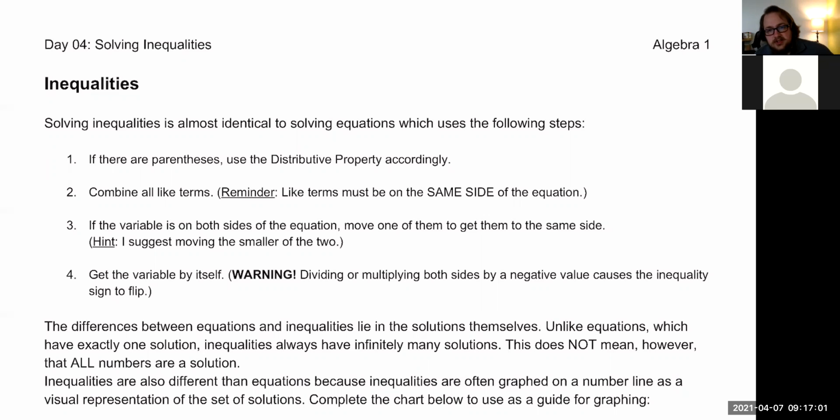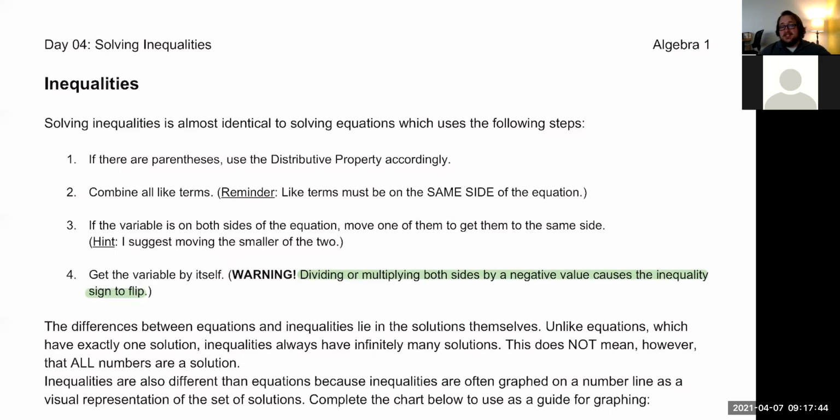What I do want to draw your attention to, though, real quick, is that these 4 steps are almost an exact copy of yesterday's notes, with one exception. In step 4, there is a warning that says that dividing or multiplying both sides by a negative value causes our inequality sign to flip. Hopefully that doesn't shock us too much, because anytime we multiply or divide by a negative, it usually switches the sign of the value to begin with. It's also going to switch the sign that's between the two sides.